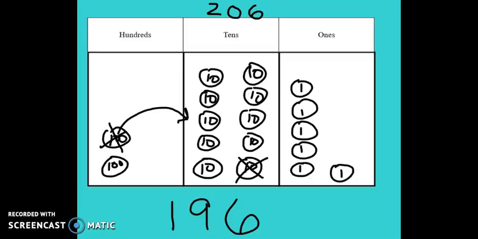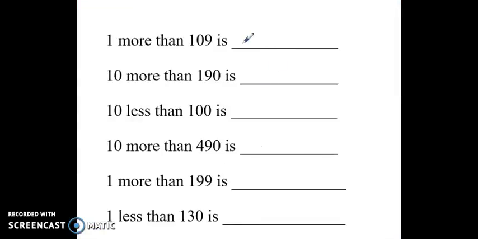Now let's take a look at our workbook page for today. Actually, let's just do a few more examples. So here I want one more than 109. So I need one more than 9, so if I cross out the 9, it becomes a 10. And one more than 109 is 110. Here I want 10 more than 190. So I'm doing one more than 9, which gives me 10. 10 tens is 100. So my new number is going to be 200.